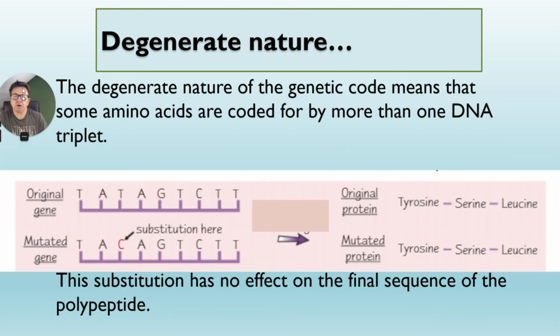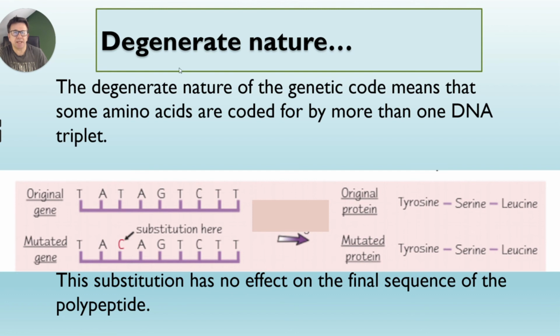So remember, the code is degenerate. The degenerate nature of the genetic code means that some amino acids are coded for by more than one DNA triplet. So you can see a substitution here from T to C, but that has no effect whatsoever on the final sequence because it's on the third part of the codon.